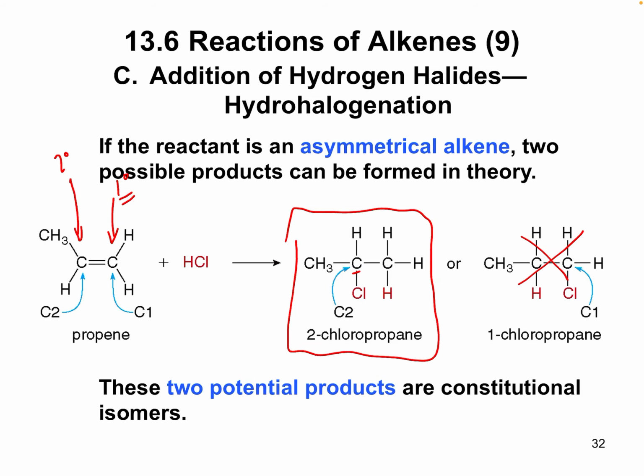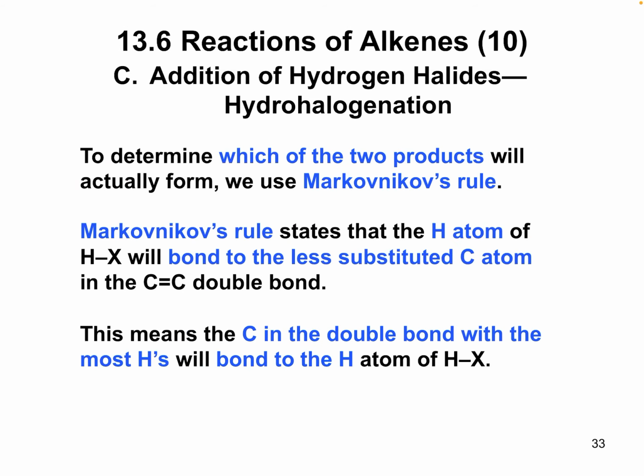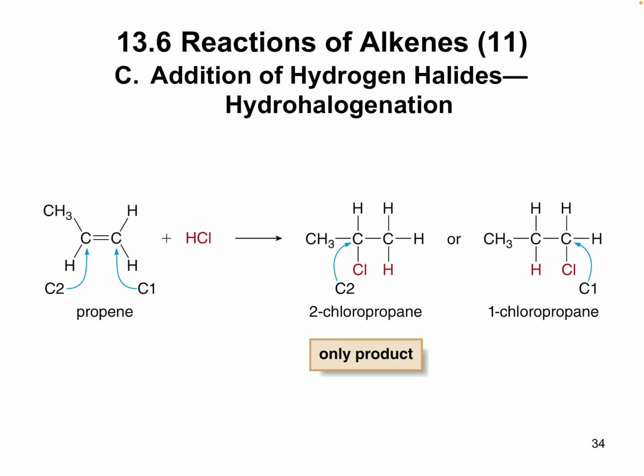All right? So the hydrogen always ends up adding at the less substituted position and the halogen at the more substituted position. We call that Markovnikov's rule. So the hydrogen will end up at the carbon that is less substituted, and the halogen will end up at the carbon that is more substituted.